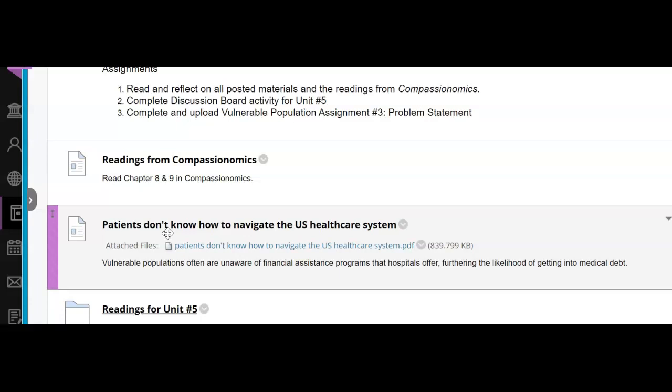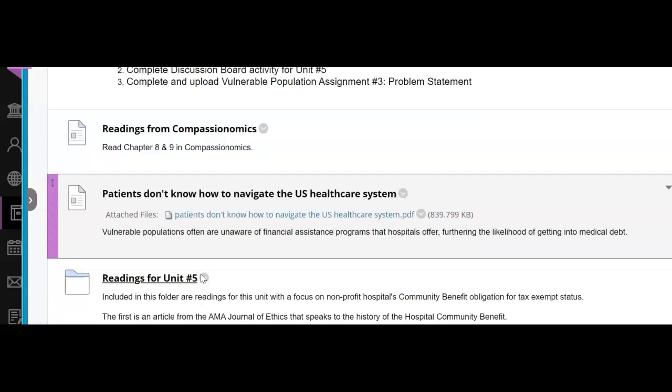They're unaware of financial assistance programs that hospitals offer, such as charity care, that's part of the community benefit. And this really increases the likelihood of their not only getting into medical debt, but not accessing health care because they are aware that they're getting further and further into debt. So it's a brief article, but I really found it to be beneficial and at least our beginning look at accessing and paying for care.